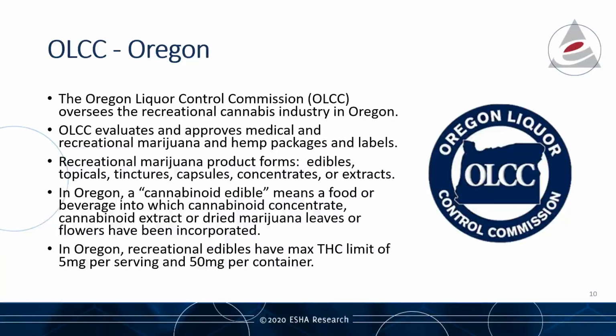And in Oregon, the maximum THC content allowed for recreational edibles is 5 milligrams per serving and 50 milligrams per container. This can vary from state to state, but that's the Oregon requirements or maximum allowances. And at this time, Genesis includes specific label formats that comply with OLCC requirements with a focus on edibles products. So that's what we'll primarily focus on today.